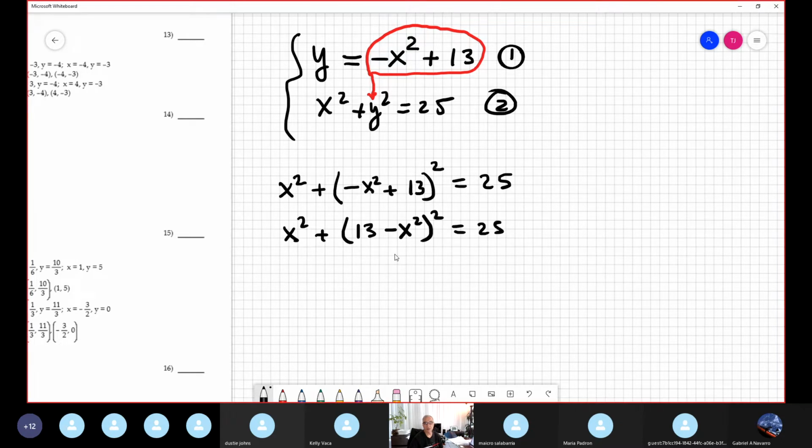Remember one more time, we apply the formula, the quick foil: a minus b squared is a squared minus twice ab plus b squared. This is the exactly applied foil, but no, this is more clear, more professional. Entonces, x squared, 13 squared is 169. Minus, look in the formula, 2 times 13 is 26 x squared.